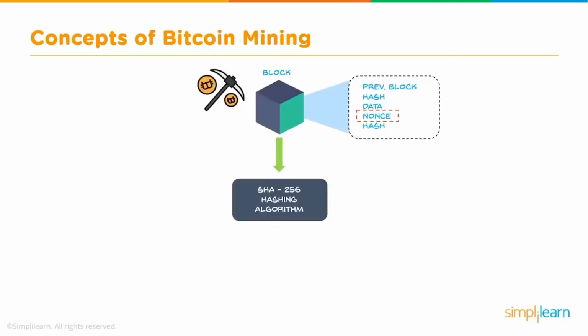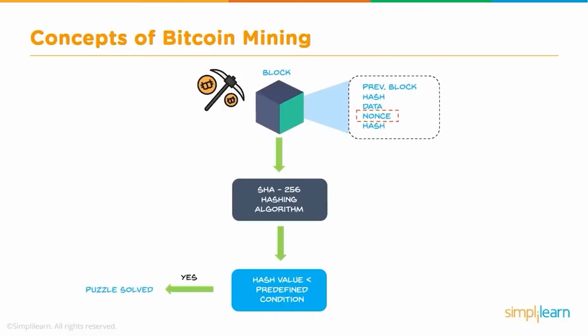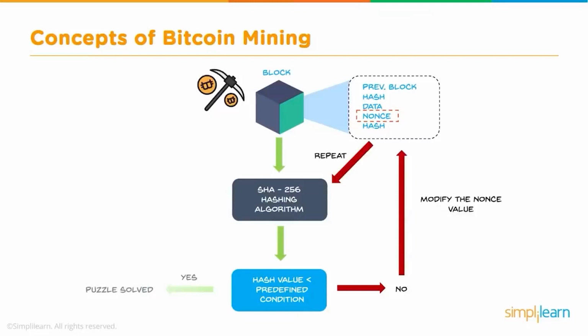Now, in order to generate the hash, you use the SHA-256 hashing algorithm. You define the hash value. If it is less than the defined condition, the target, then the puzzle is deemed to be solved. And if not, then you keep on incrementing the nonce value and you repeat the SHA-256 hashing function, passing on the nonce value, and you generate the hash value again, and you keep doing this process until you get a hash value which is less than the target.